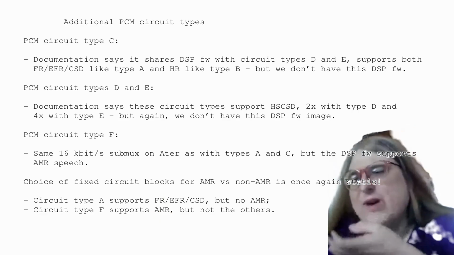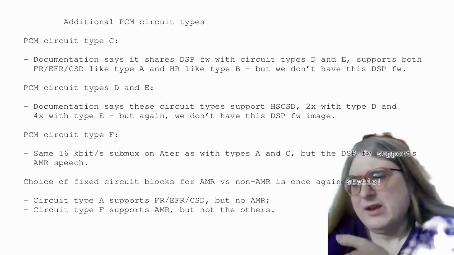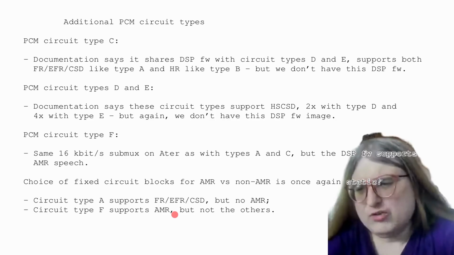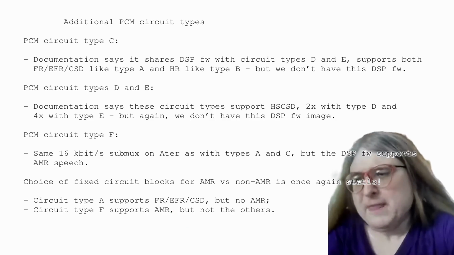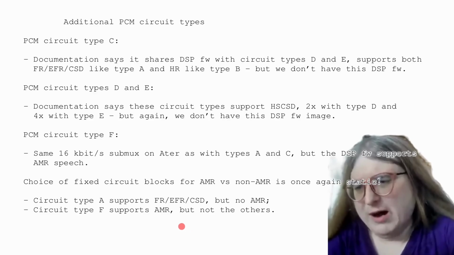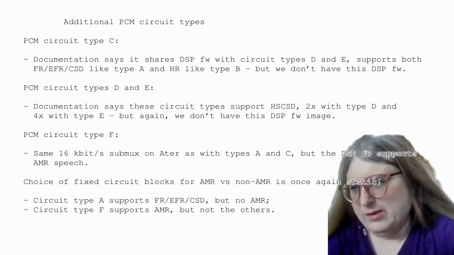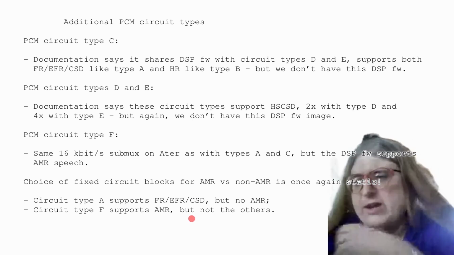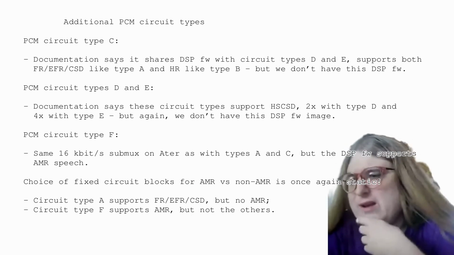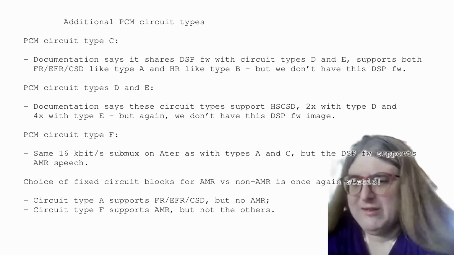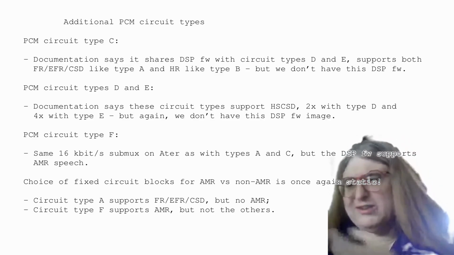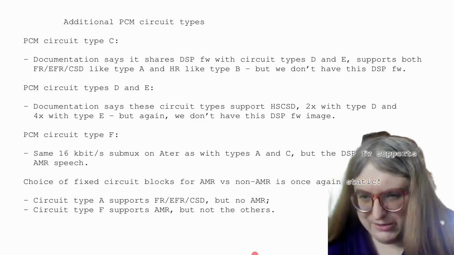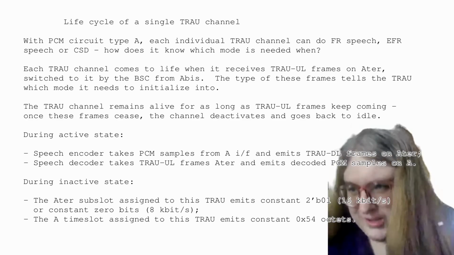So I'm like, okay, why did Nokia do it like this? Why couldn't they just have it dynamic, because in every other way each TRAU channel is dynamic, as we'll get to. So why couldn't they support AMR in an organic mix with all the others? But no, they have separate firmware for AMR, and because the firmware is loaded at configuration time, depending on which circuit type it is, the type F had to be made into a separate circuit, which is interesting.